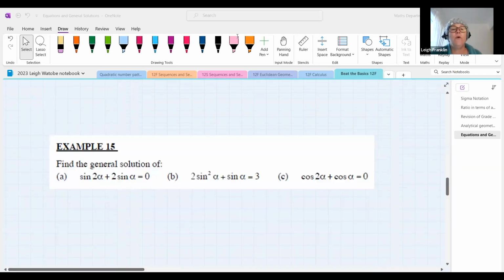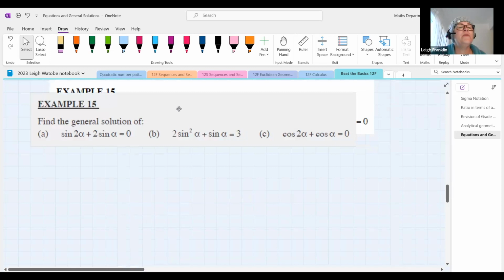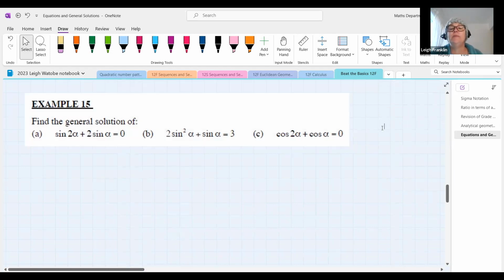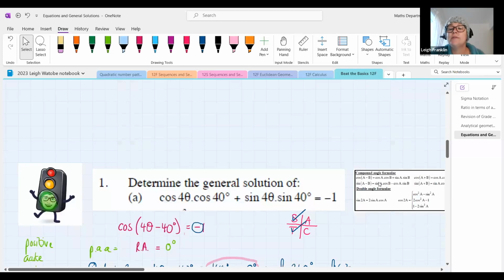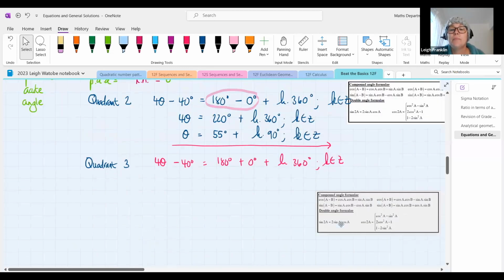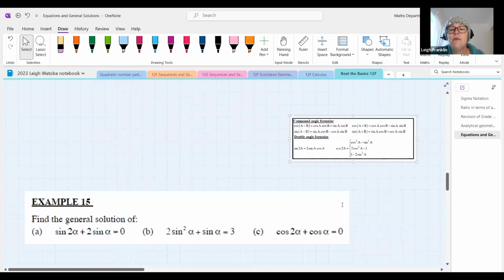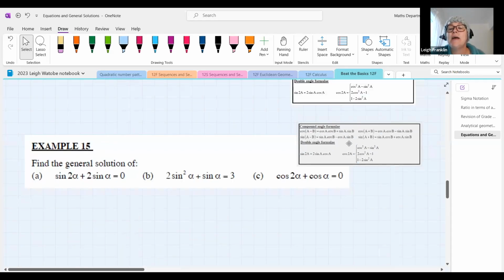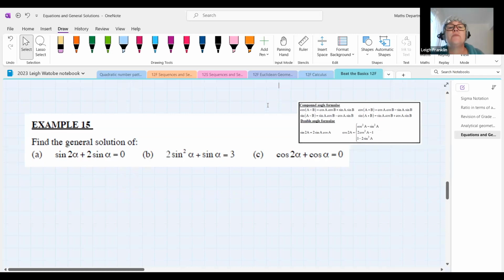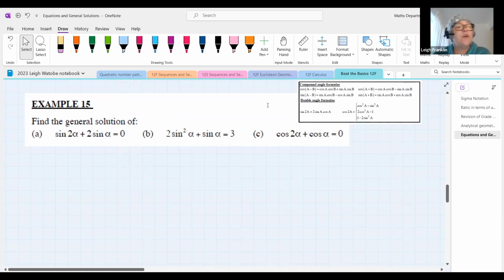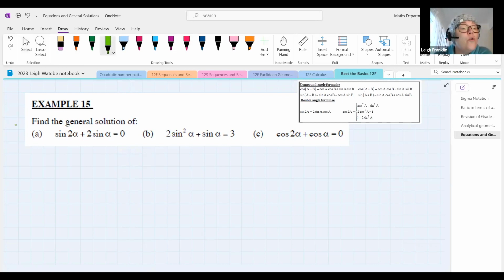Cool. So let's go and have a look at some of the other kinds of questions they expect us to be able to do. And here, let's drag this with us. Our factorizing and our double angles come out in these ones. We've done one with compound angles. So let's go and have a look at question A. They want us again just to find general solutions. They're not asking us to solve for any angles. And they give us sine 2 theta plus 2 sine theta equals 0.